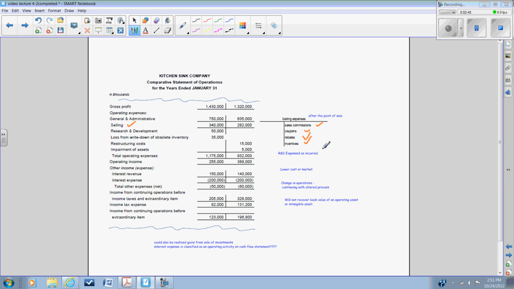If we pay for shipping, well, it's possible that if it is free on board to destination of the customer, then the seller pays, and that becomes a selling expense.